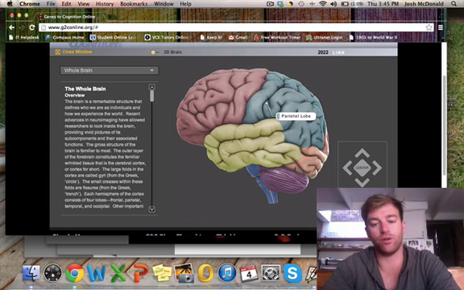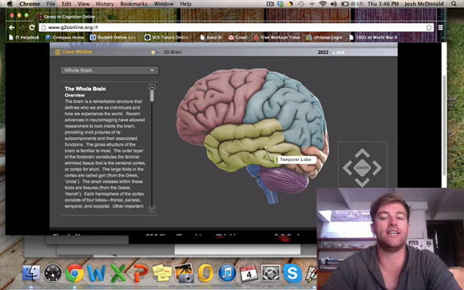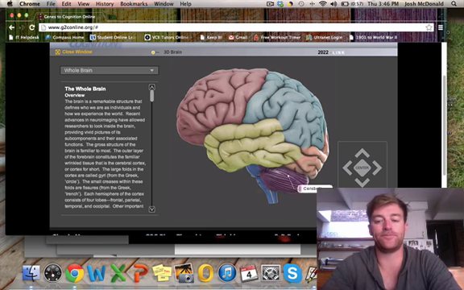Frontal lobe, parietal lobe, occipital lobe, temporal lobe. All nice colours, all nice little labels as you hover over them. Cerebellum and brainstem. You'll learn a little bit more about those later. But remember our acronym. FPOT. F for frontal, P for parietal, O for occipital, T for temporal. These are the ways that you're going to remember the brain.